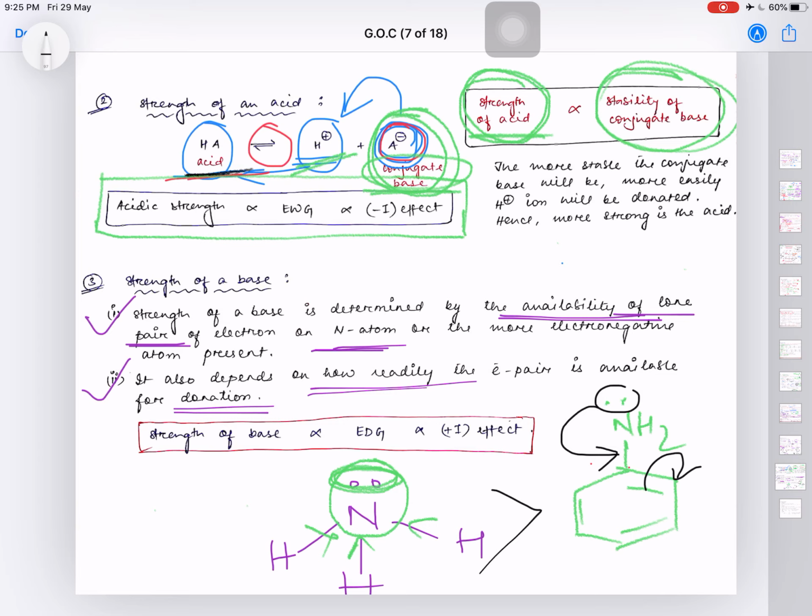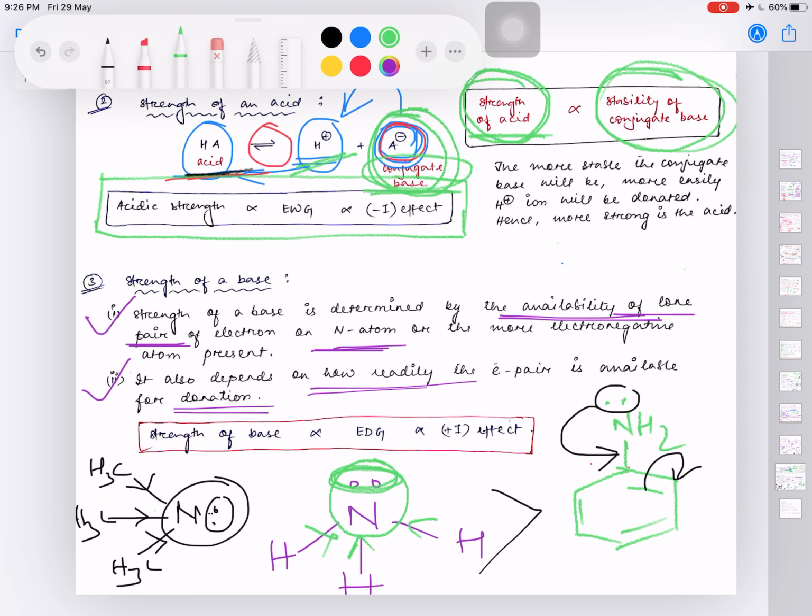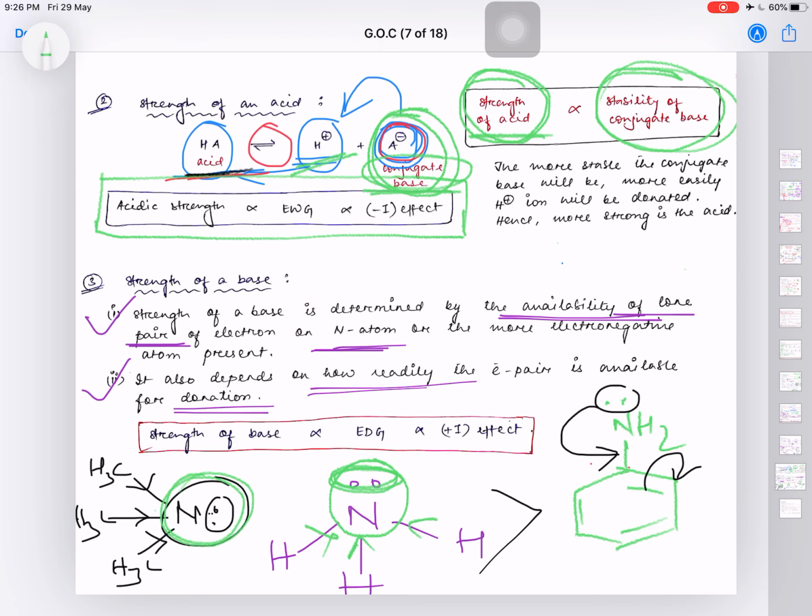Secondly, you see, you have this nitrogen, means it is an amine. And you have bulky groups here, means you have CH3, CH3, CH3. If you have bulky groups, then this lone pair will not be available on nitrogen. Means lone pair will be available because these are electron donating groups. Lone pair will obviously be available on nitrogen, but this lone pair will not be available for donation. Why will it not be available for donation?